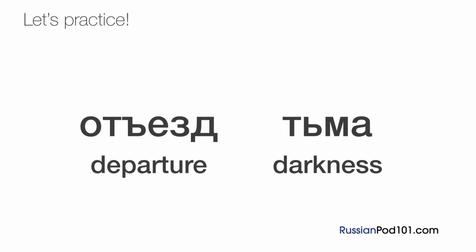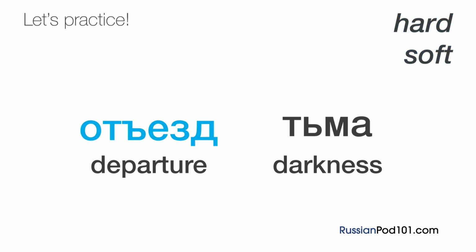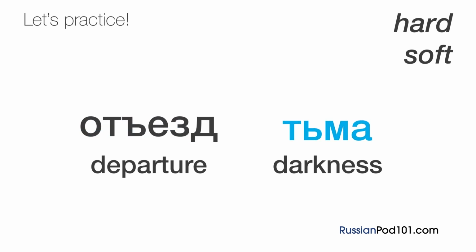How would you pronounce these words? Отъезд. Тьма. Did you use the proper hard and soft pronunciations for each consonant? Listen to it again. Отъезд. Тьма. The T in the first example uses a hard pronunciation due to the hard sign, while the second uses the soft pronunciation because of the soft sign.